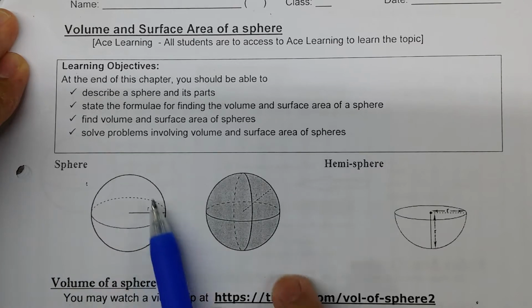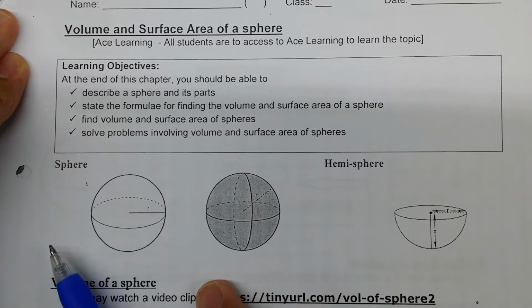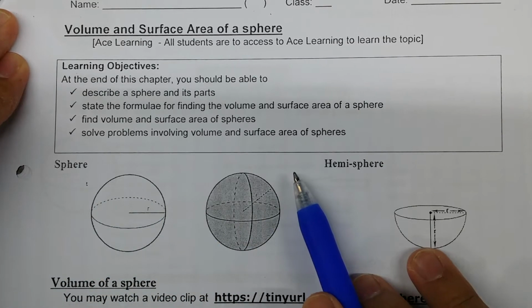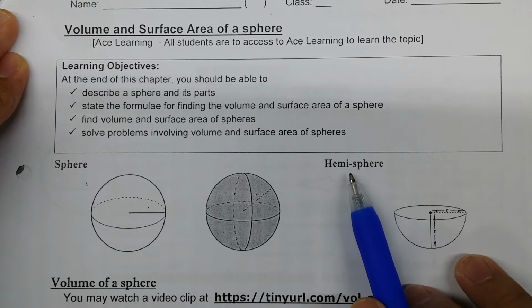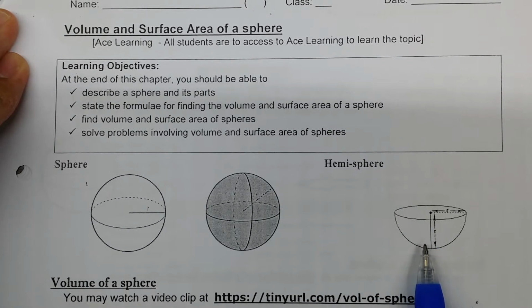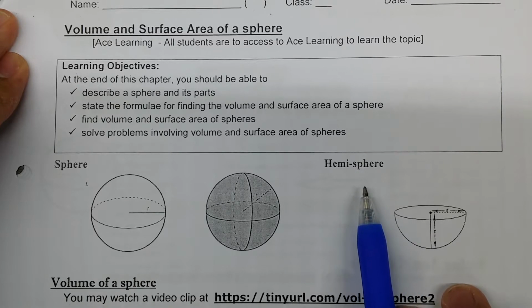So if this is a watermelon, it's a sphere, you slice half of it. Exactly half, we call it hemisphere. Can you see half of the watermelon? It's a bowl shape, right? This will be called a hemisphere.